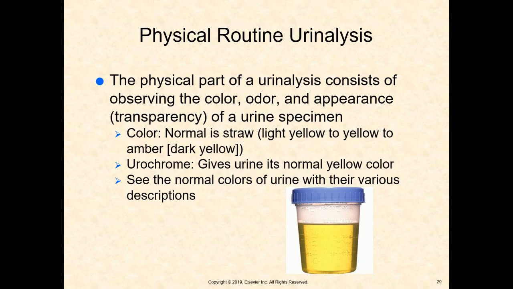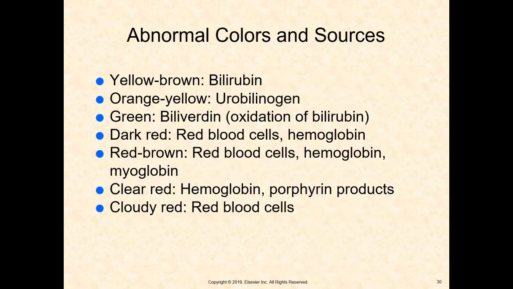What makes urine yellow is urochrome. That is a chemical component that makes it yellow. That's important to know. Some abnormal colors that we see is yellow-brown. That could mean excess bilirubin. Orangish yellow could mean urobilinogen. Don't worry, we're going to talk about what these are in a minute. Green could be biliverdin. Okay, so that's oxidation of bilirubin. It could turn dark red from red cells. Dark red-brown from having red cells or myoglobin.